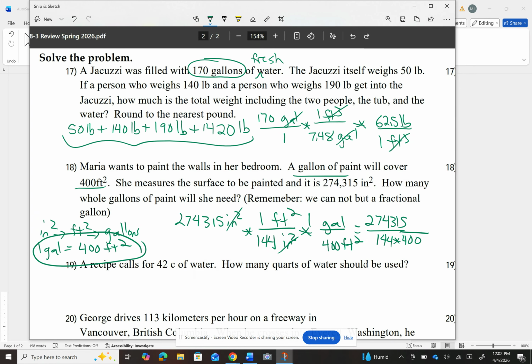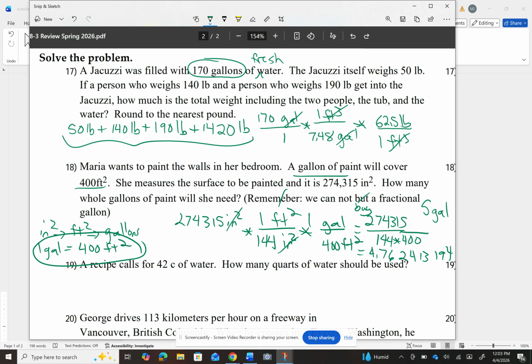All right, so it turns out to be 4.762413194, but remember, we cannot, that should be divided by. All right, so remember that we need to think about covering the whole space. So if it's 4.76, it's not just rounding to 5 because of that being a 7, but it would need to be 5 gallons there if I'm going to have enough to cover it.